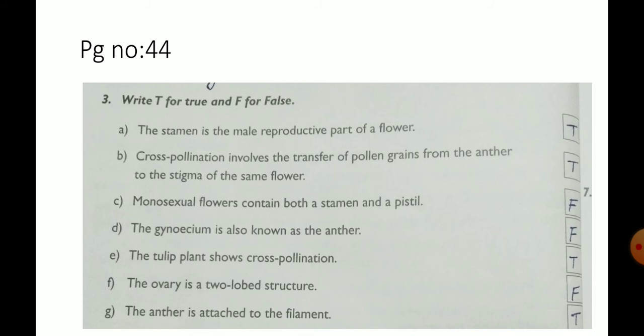False. The tulip plant shows cross-pollination. True. The ovary is a two-lobed structure. False. The anther is attached to the filament. True. So do this exercise in the copy and textbook.